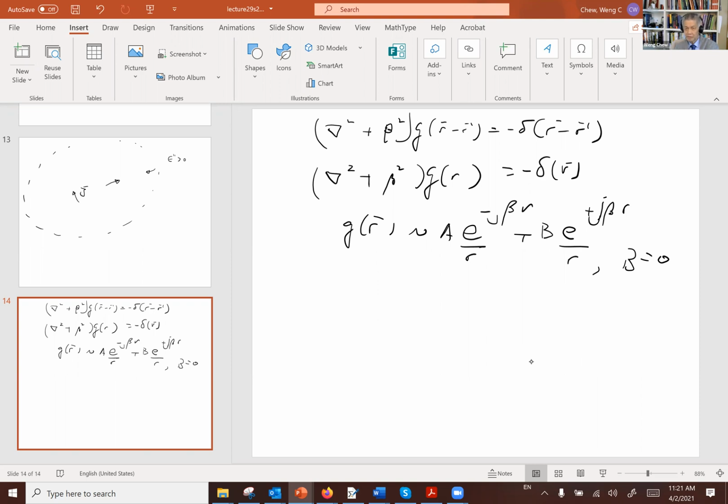Another way of guaranteeing uniqueness is to put in a small amount of loss. If you put in a small amount of loss, this term will become an exponentially decaying wave. But the second wave will become an exponentially growing wave. And it will become unphysical because you don't expect the solution to be exponentially growing. Hence you disallow this from being in your solution space and knock it out. And then you only have this as your possible solution. And then we found a unique solution to the Green's function problem in our previous exercises.